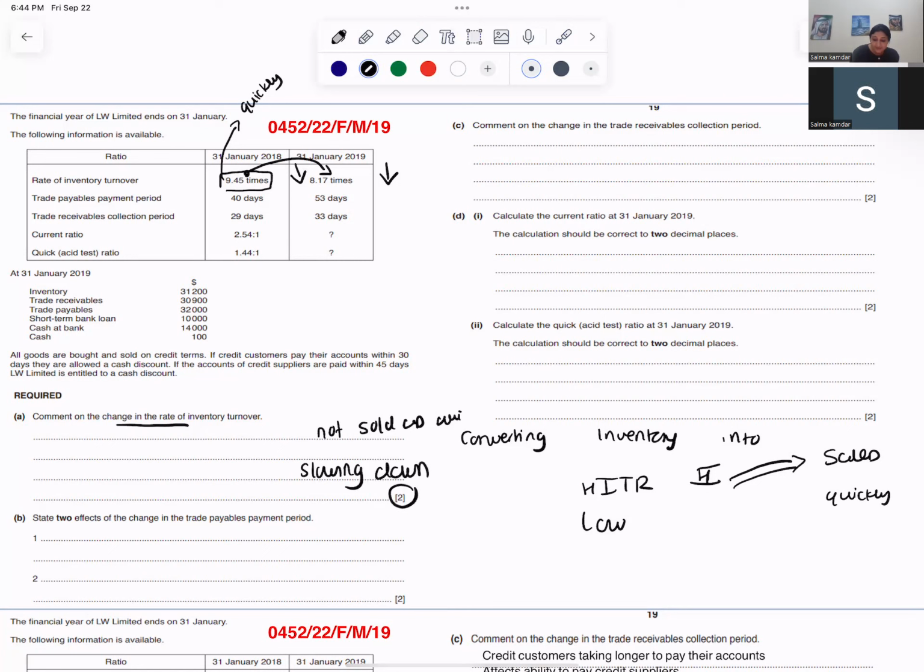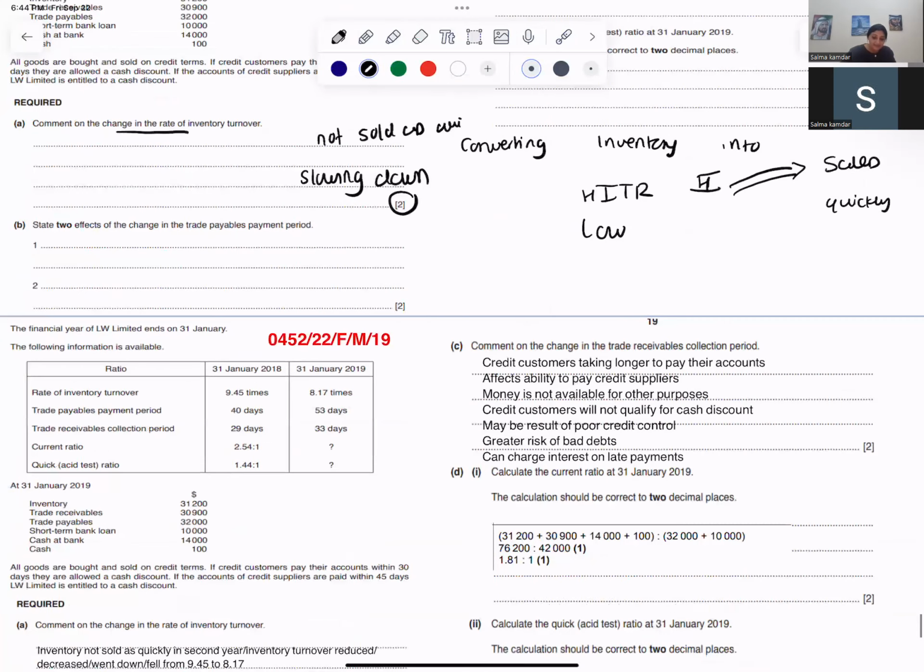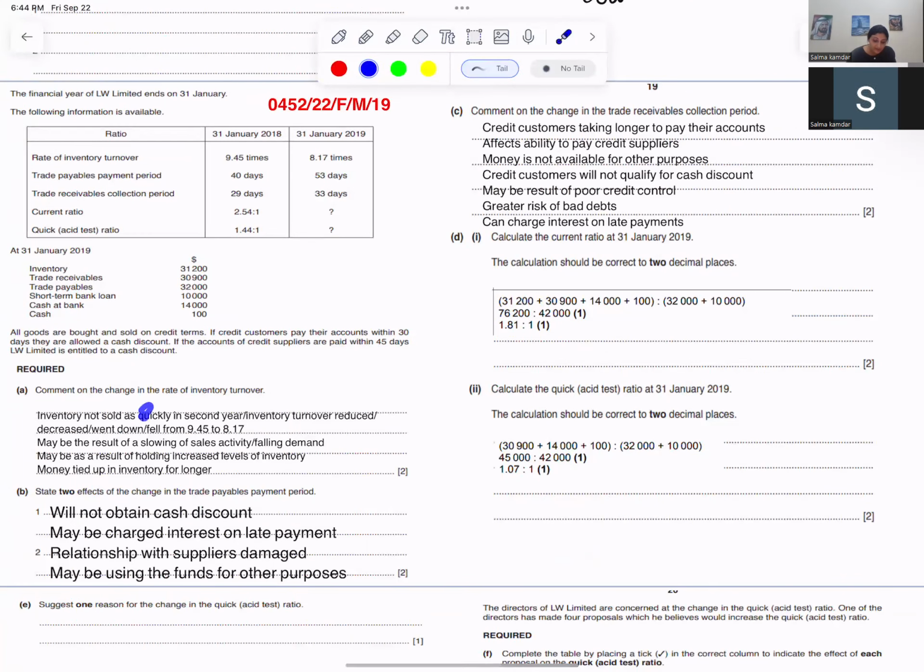So I just need to comment on the change in the inventory turnover ratio. It means that inventory was not sold as quickly this year because here the turnover is less. The inventory turnover has gone down from 9.45 to 8.17. It may be because of slowing down of my sales activity. I need to write any 2 points over here.